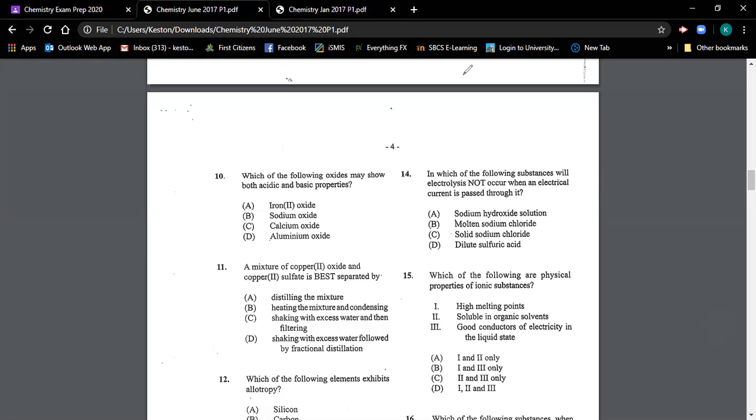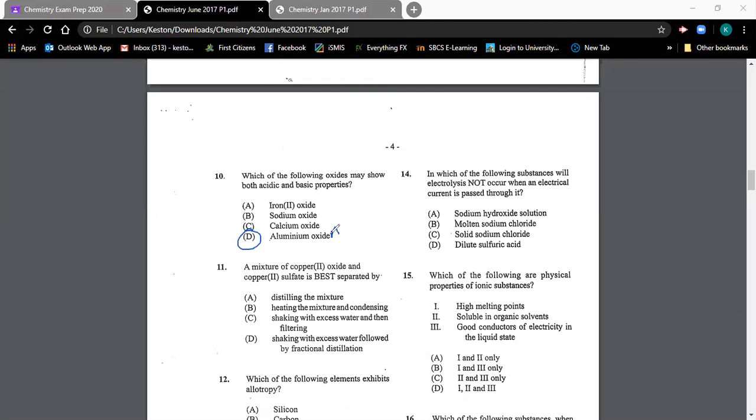10. Which of the following oxides may show both acidic and basic properties? Looking for amphoteric oxide. Yep, that's correct. Very good. D, right? Al2O3. Both acidic and basic properties, amphoteric oxide.